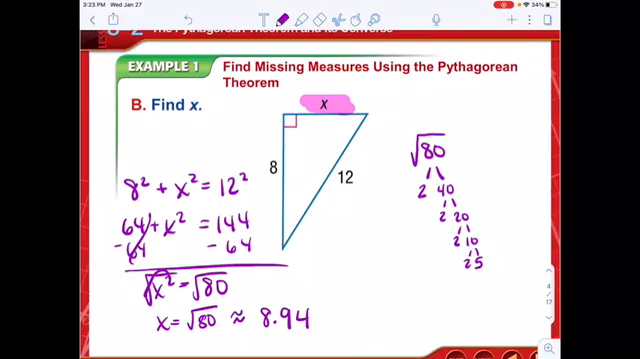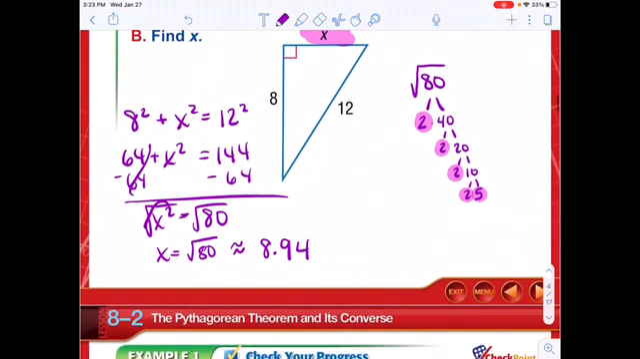Notice how I just factor it. 2 and 40 multiply to 80. 2 is a prime, so we're done there. 40 is 2 times 20. 2 is a prime. 20 is 2 times 10. 2 is a prime, and then 10 is 2 and 5. We are down to only primes.